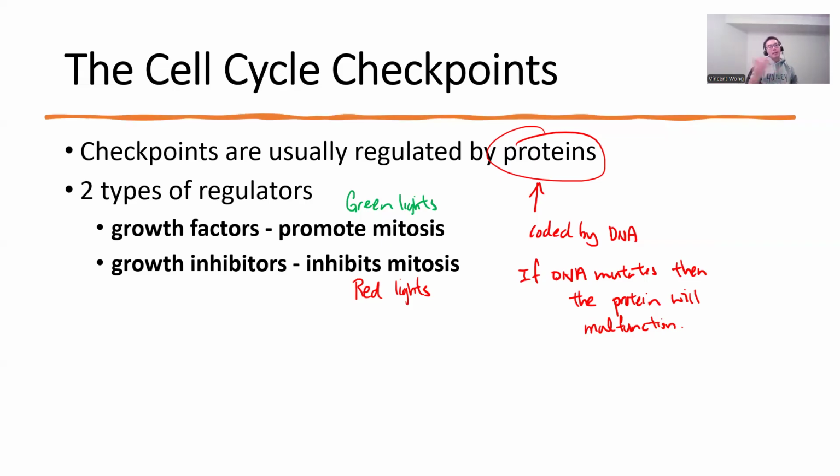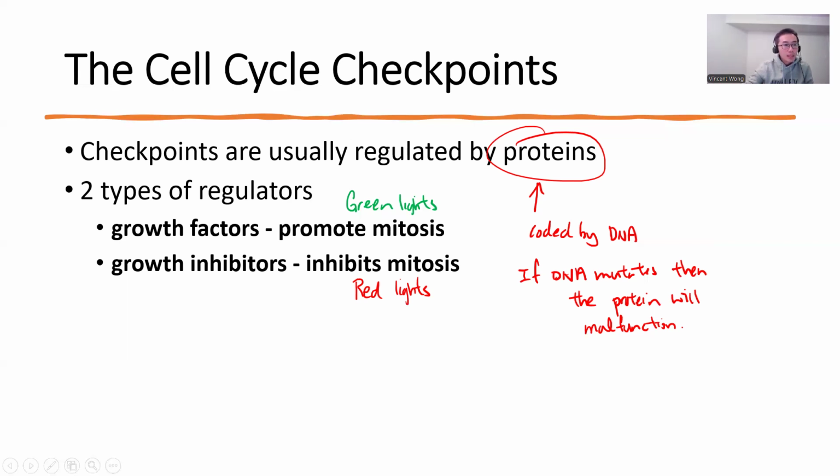So like I said, you need to have the right balance. You can't have the green lights always on because then the cell would just keep on dividing and dividing and dividing. You can't always have the red lights on either because then nothing would divide. There will be no growth, no wound healing, and so on and so forth.